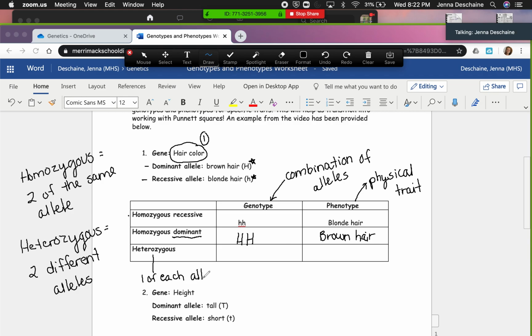That means that the genotype of someone who is heterozygous, when we're talking about the gene for hair color, they are going to have a capital H and a lowercase h. And since we have a capital H and a lowercase h, the presence of the dominant allele is going to take over the recessive allele. So that means the dominant trait is going to be expressed, and the dominant trait is brown hair.